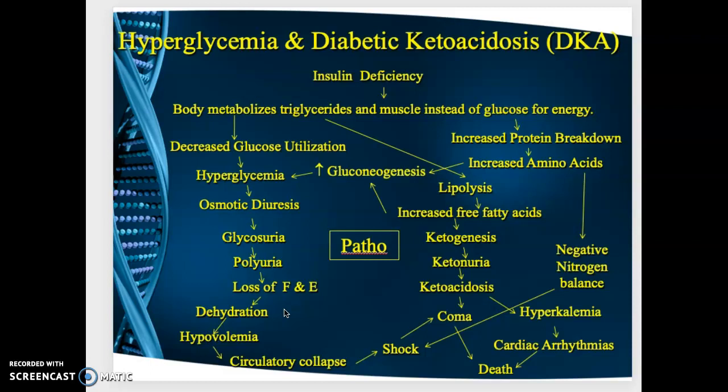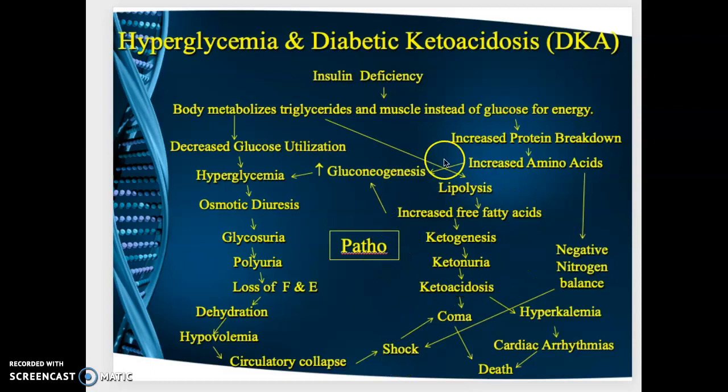Now that's because they can't utilize the sugar. Now the other two energy stores that your body will use would be fats or proteins. And so if we look over here on the right side, you can see that when the body breaks down proteins, there's going to be amino acids that are going to be used up and broken down, used for energy. It leads to a negative nitrogen balance or muscle wasting, and that can lead to shock and death also.